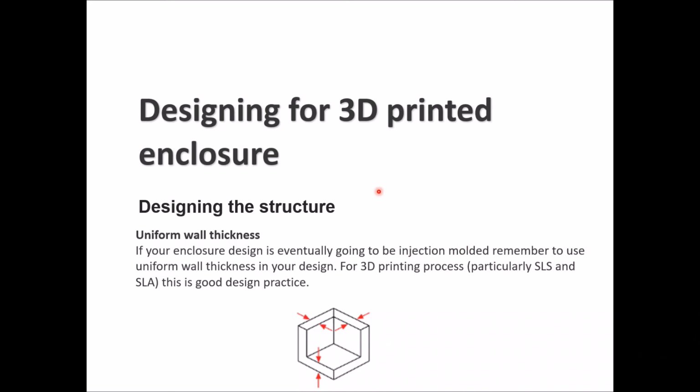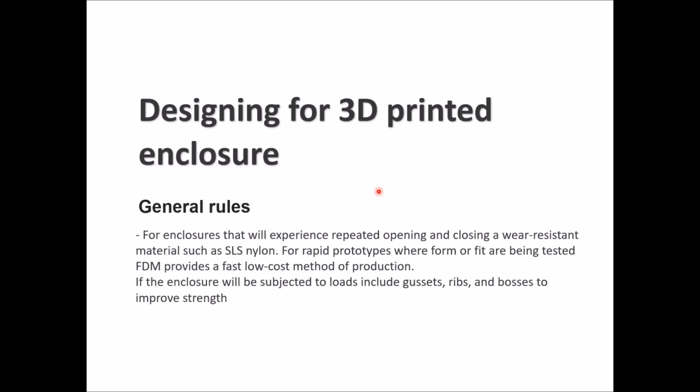If your enclosure is planned to be injection molded, where you're only prototyping your design, you get your 3D printed part, you like it, and eventually you will go with injection molding that part in a certain material, then it's not a must, but it's highly preferable to have uniform wall thicknesses in your design. Especially if you're using SLS or SLA technologies.